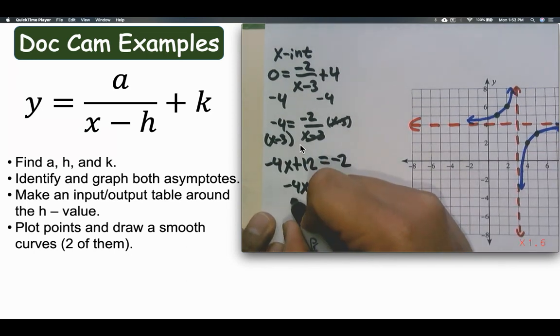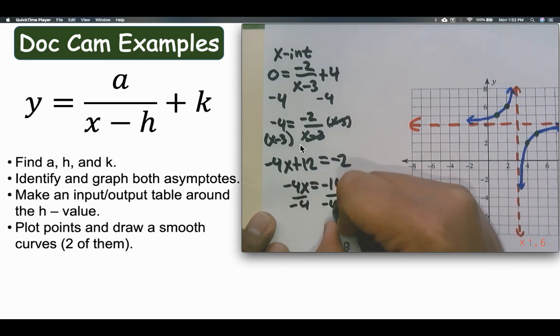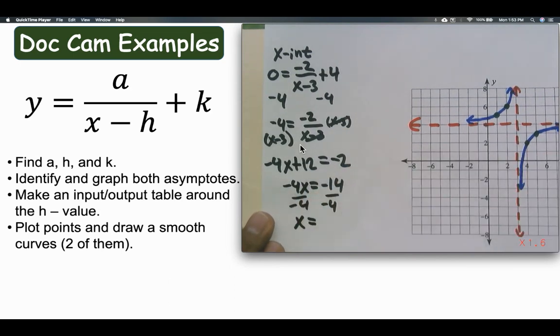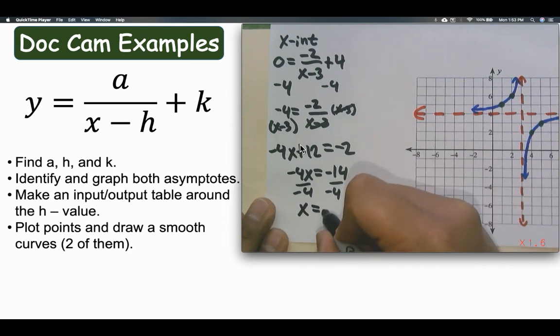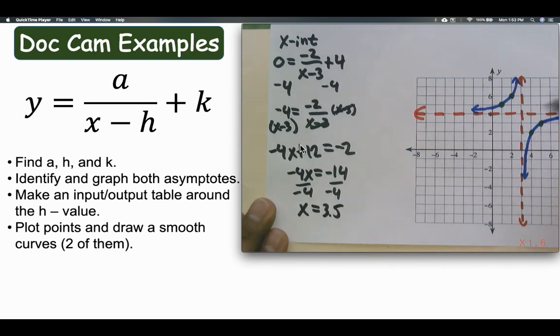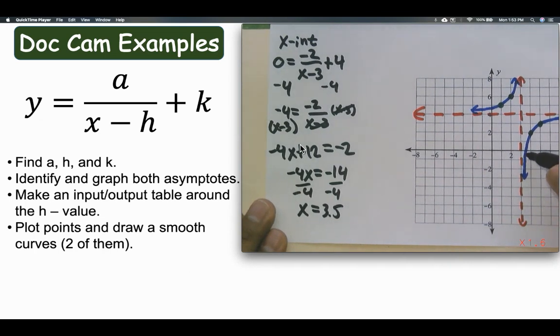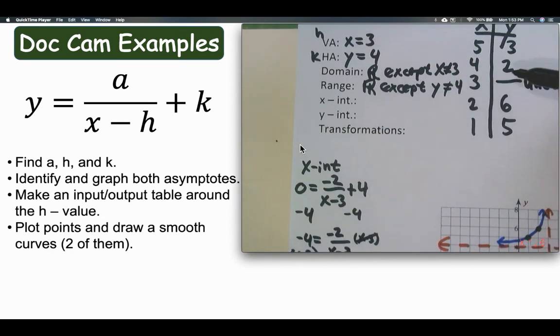Divide both sides by negative 4. And x is equal to positive 3.5, which is what we kind of thought it was going to be. It was going to be 3.5, which is right here. So we actually have another point right there if you want to put it in there. So my x-intercept is 3.5.